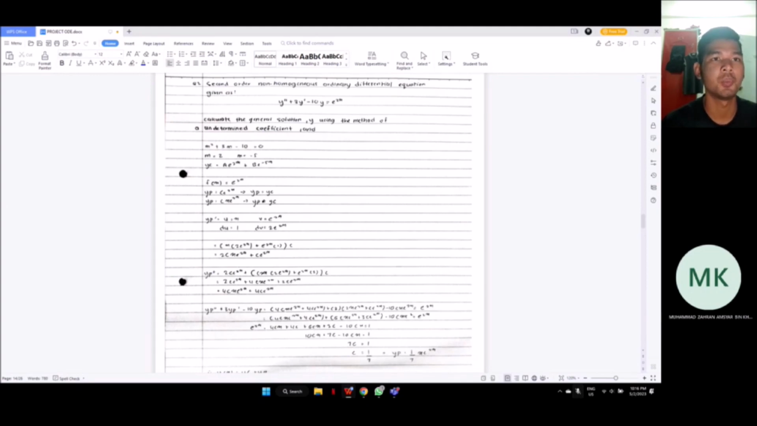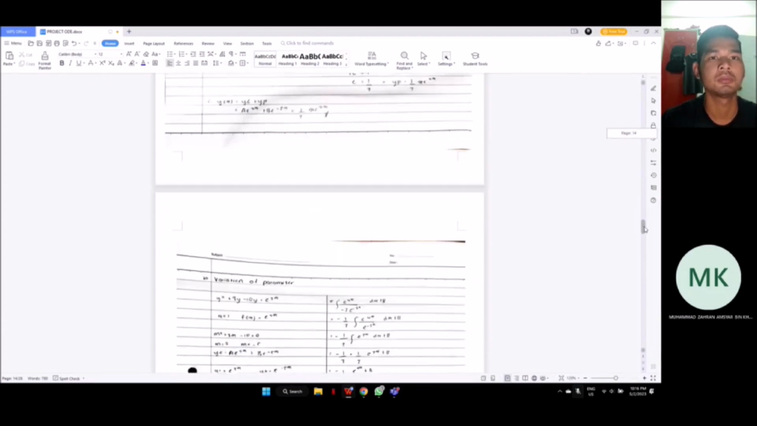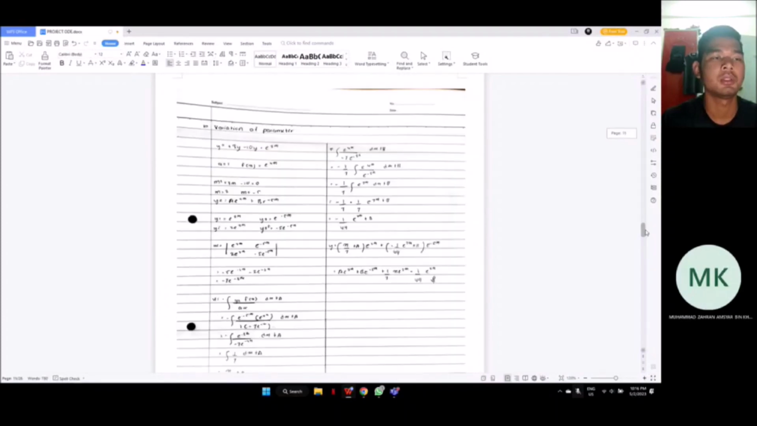The question is a second order non-homogeneous ordinary differential equation. So here we got y double prime plus 3y prime minus 10y equal to e^(2t). The first one is I have to determine the coefficient. So here is the solution for the manual question. And this one is my manual answer, for which I have to use the variation of parameters.